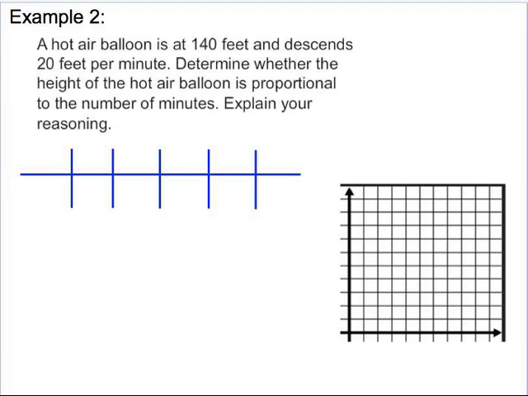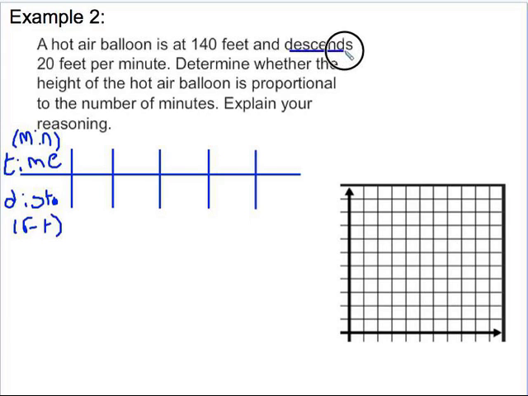Well, we just went through an example similar to this, where we know that our two data points are going to be time and distance. Our time we know is going to be in minutes, and our distance or our height is going to be in feet. Looking back at our information, if it's descending, it's going down, and whenever we go down in math, that typically means that we subtract.